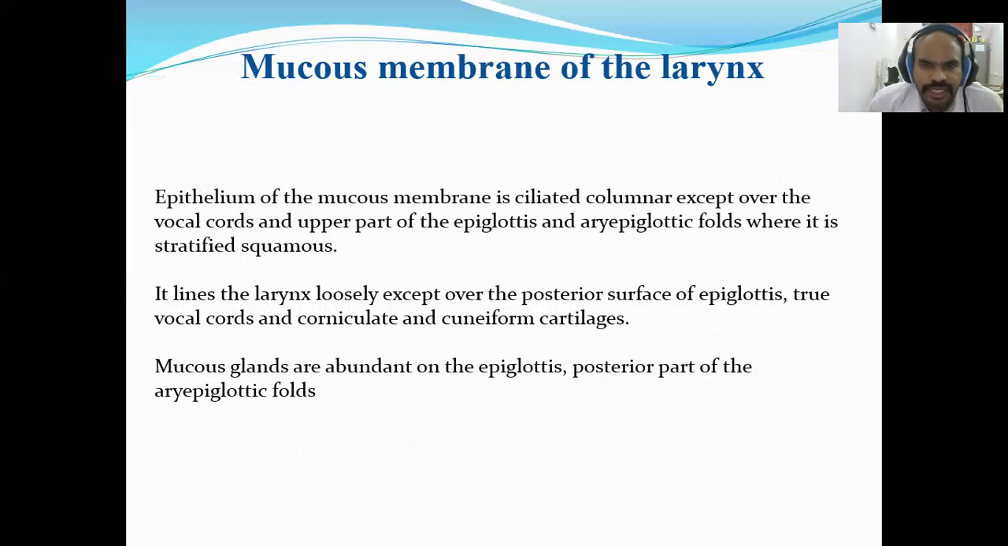Coming on to the third topic, the mucous membranes of the larynx. The epithelium of the mucous membrane is ciliated columnar except over the vocal folds, the upper part of the epiglottis and the aryepiglottic folds, where it is stratified squamous. It lines the larynx loosely except over the posterior border of the cricoid cartilage. True vocal cords and corniculate and cuneiform cartilages cannot be seen normally. Mucous glands are abundant on the epiglottis and the posterior part of the aryepiglottic fold. These are a few reasons why patients feel comfortable, because mucous glands are abundant in the epiglottis and there is no obstruction in the airway.